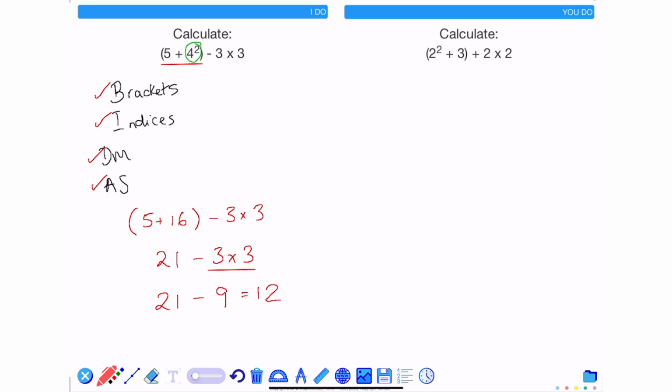Pause the video here and apply BIDMAS to the problem on the right hand side. When you're ready for the answer, press play.